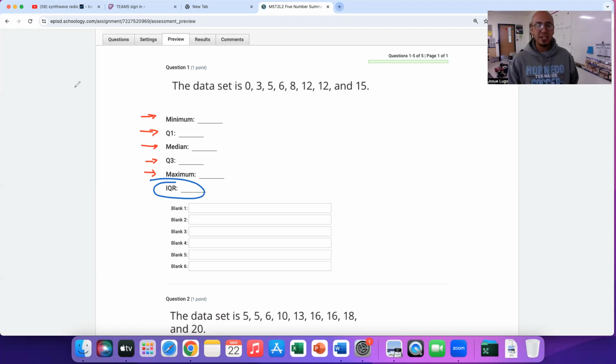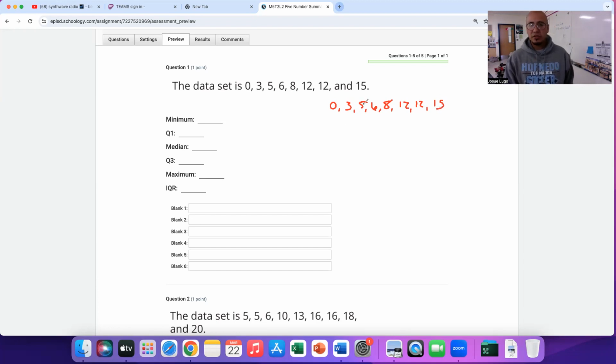So let's begin with this data set up here. Notice that the data is already organized from least to greatest, which is awesome because that means we don't have to spend time doing that. So we are given the numbers, and I'm going to rewrite them. We have the numbers 0, 3, 5, 6, 8, 12, 12, and 15. So we have 1, 2, 3, 4, 5, 6, 7, 8. So we have an even number of data points, if you will.